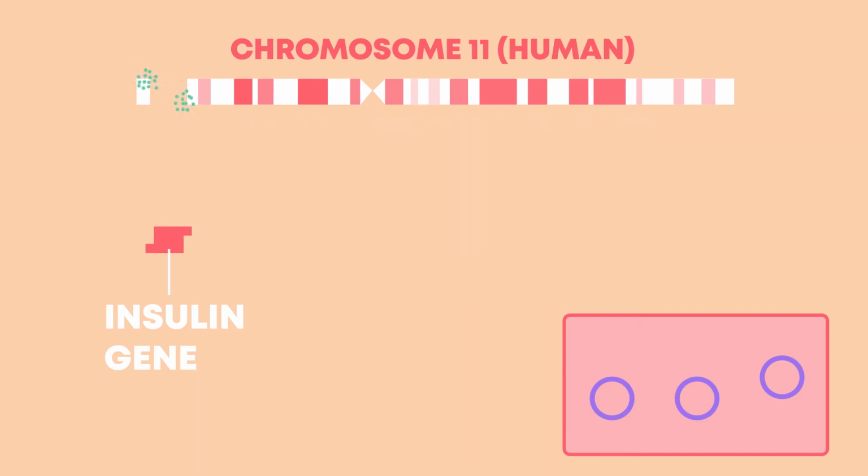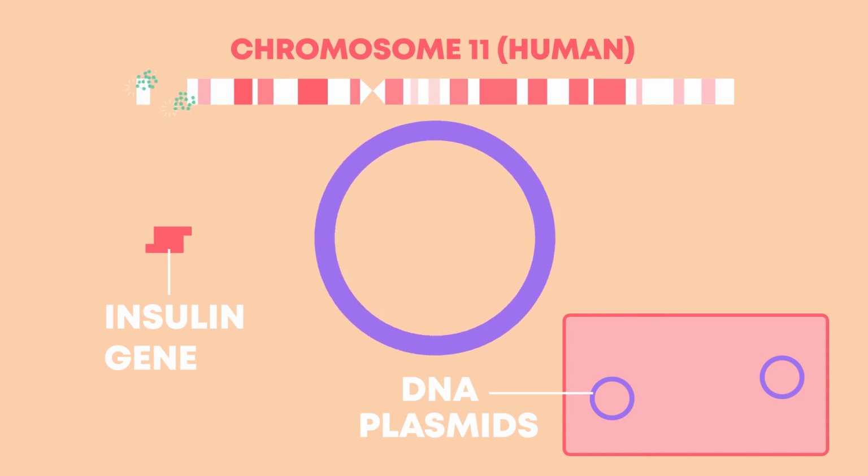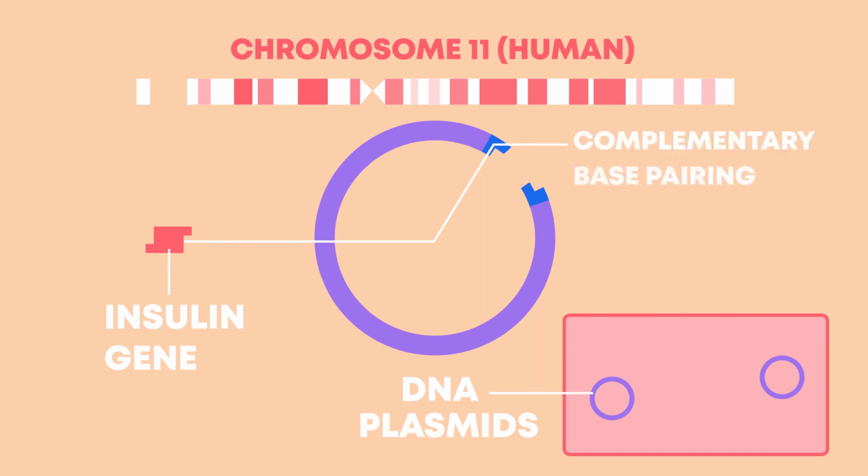Bacteria possess small circular strands of DNA floating in their cytoplasm. These strands of DNA are called plasmids. A plasmid is extracted from the bacterium cell. The plasmid is cut open using the same restriction enzymes that were used to cut the insulin gene from the human chromosome. The restriction enzymes leave sticky ends, where one of the two DNA strands is slightly longer than the other. Because the same restriction enzyme was used to cut both the human DNA and the bacterial plasmid, the sticky ends are complementary and will allow for joining using complementary base pairing.